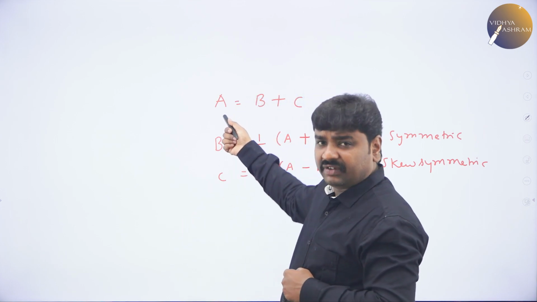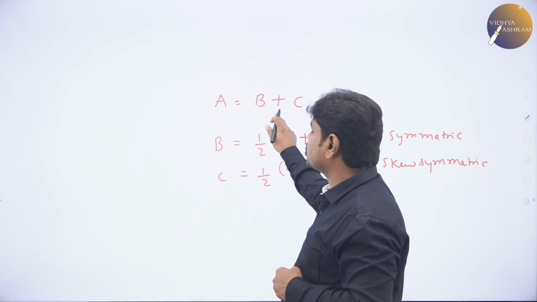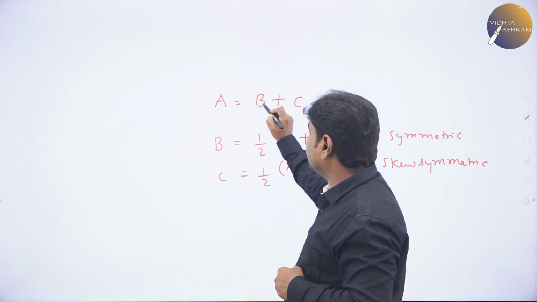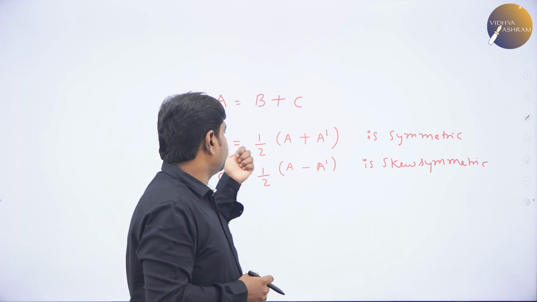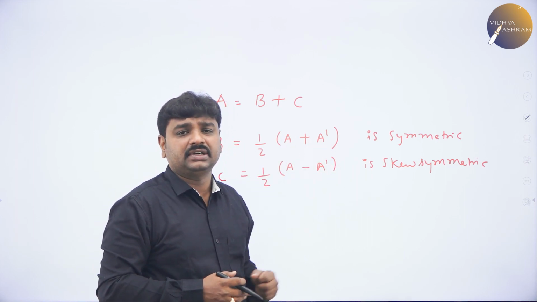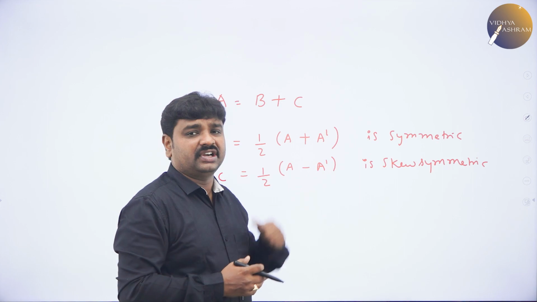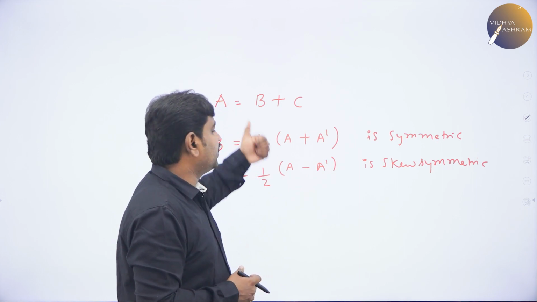So now A will be the given matrix. I wrote B plus C. Plus means what? Sum. So given matrix, I am writing it as sum of symmetric and skew symmetric. Just become thorough with these three formats. What is B? Half into A plus A dash. What is C? Half into A minus A dash. So if you add these two, you will get A.